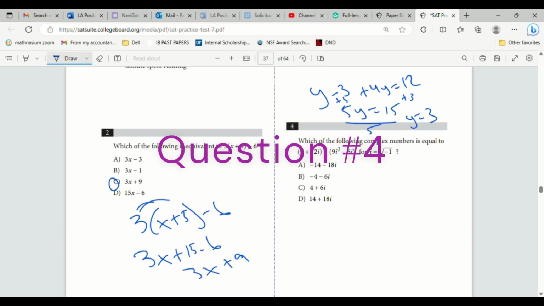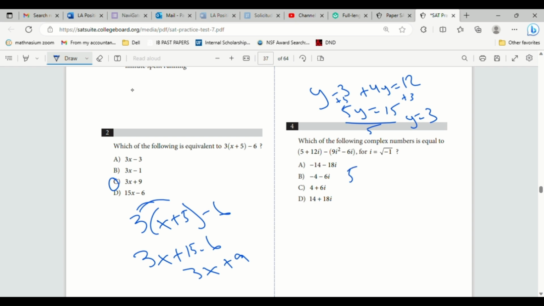Number 4, which of the following complex numbers is equal to 5 plus 12i minus 9i squared minus 6i? So write out what we have. And then I'm going to distribute the negative sign to both of the terms, leaving me with 5 plus 12i minus 9i squared plus 6i. Since this negative, when I distribute, changes both signs of the terms inside here.